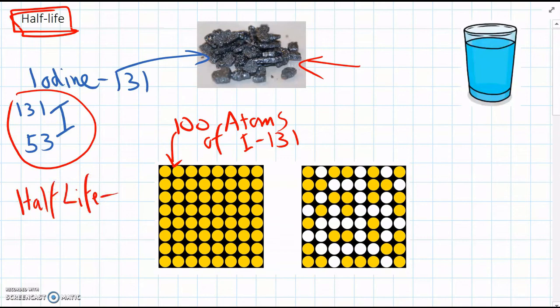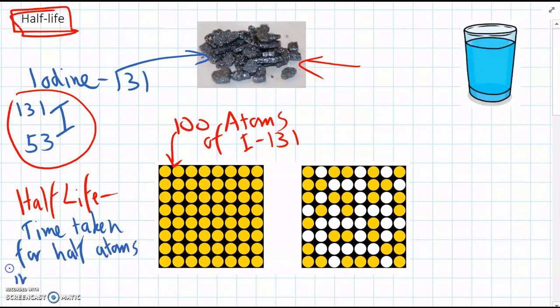So the half-life is the time taken for half the atoms in a sample to decay.